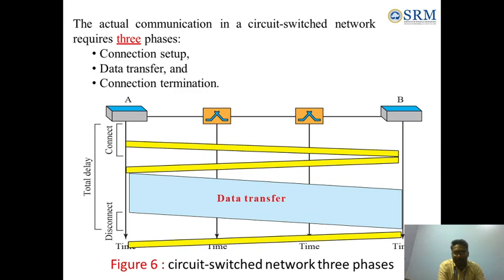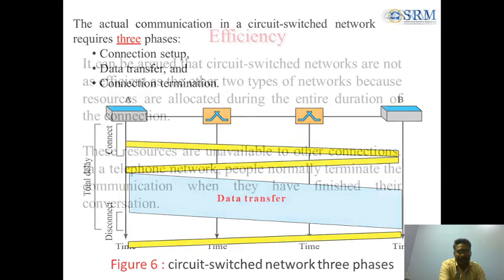For A to B, if we need to make a communication, first we need to set up the connection, and after the connection is established, you will get the acknowledgement. Once the connection is established, we can transfer the data, and after your complete data transfer is done, you can terminate the connection. So that is the connection termination. This diagram clearly represents how the communication takes place between the sender and the receiver.